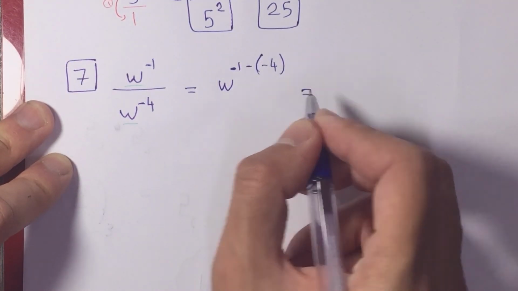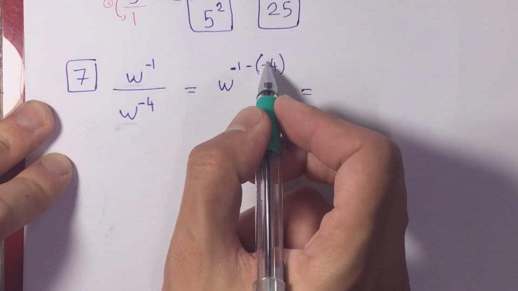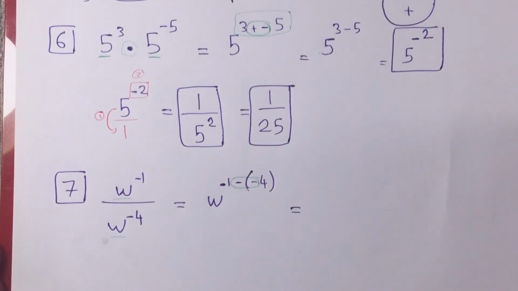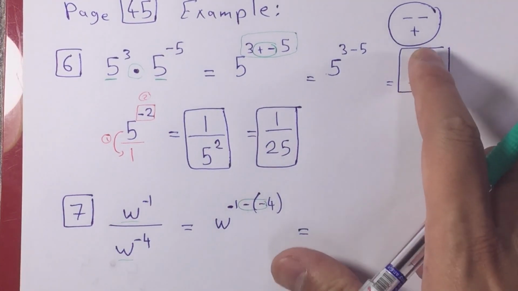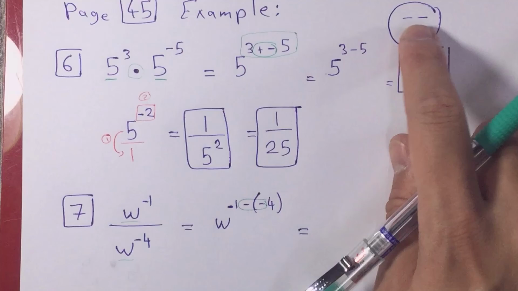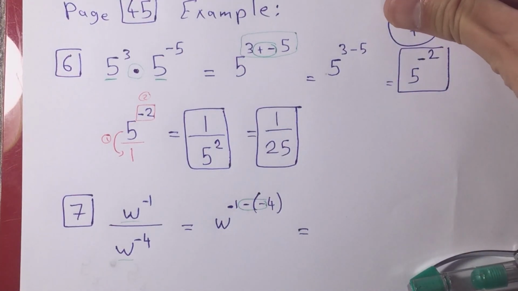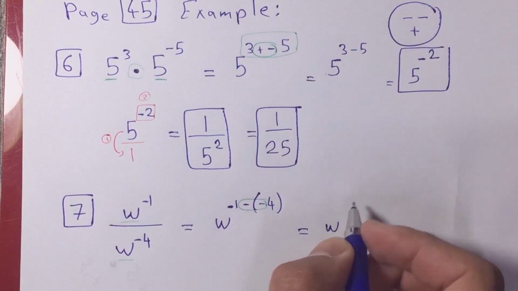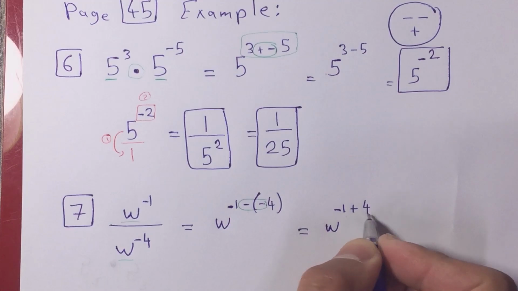Okay, and how can we calculate this? We notice that we have two signs between the numbers, which is weird and not expected. So we go back again to our face here and see the solution for these two signs. We have a negative and a negative sign, so we combine them. Negative sign with a negative sign, what should be the answer? It's positive. So the answer will be w to the power of negative 1 plus 4.